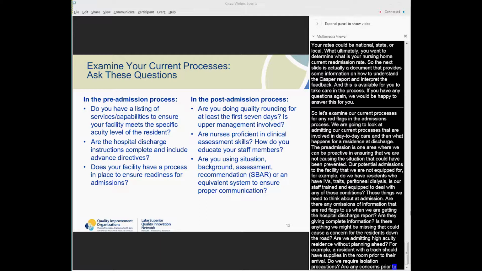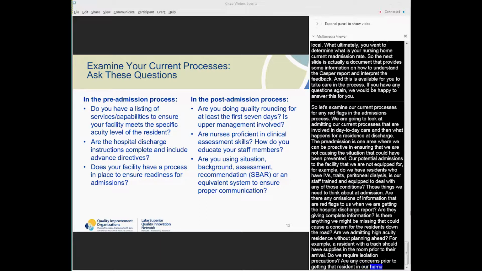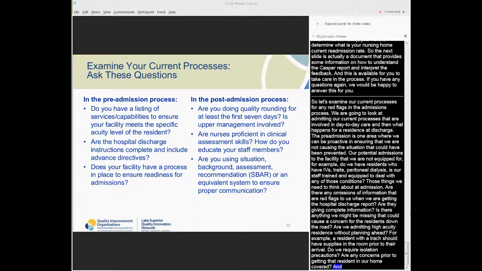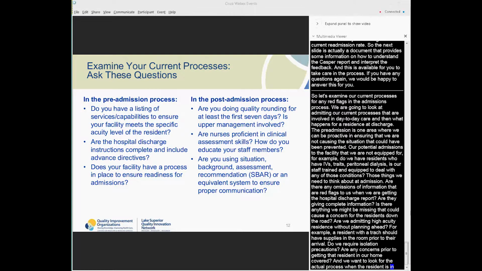And we want to look toward the actual process when the resident is in our facility. On this slide, I'm sorry, do we have that? There we go. Okay, thanks.